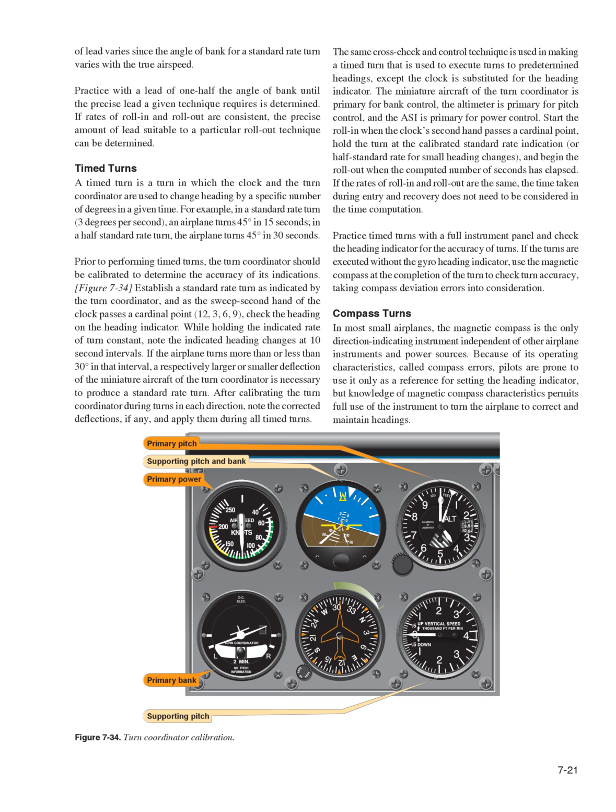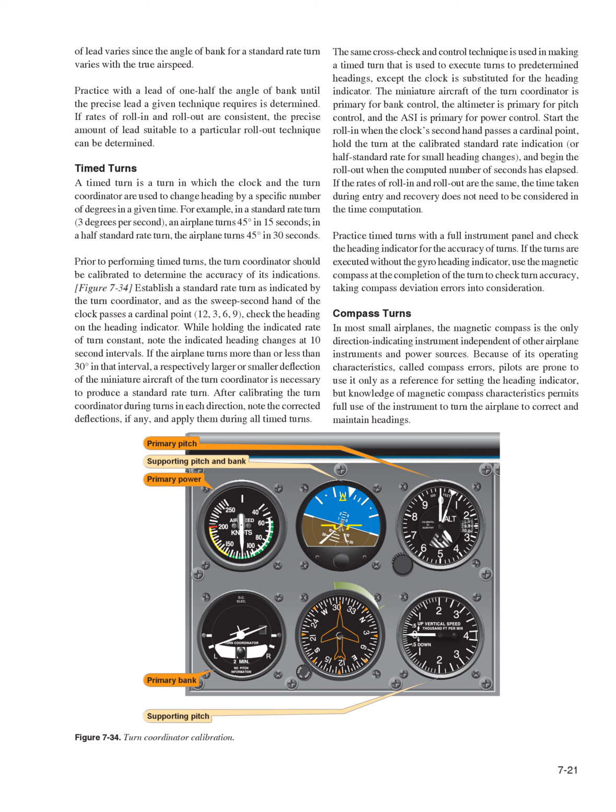be determined. Time turns. A time turn is a turn in which the clock and the turn coordinator are used to change heading by a specific number of degrees in a given time. For example, in a standard rate turn, 3 degrees per second, an airplane turns 45 degrees in 15 seconds. In a half standard rate turn, the airplane turns 45 degrees in 30 seconds. Prior to performing time turns, the turn coordinator should be calibrated to determine the accuracy of its indications.